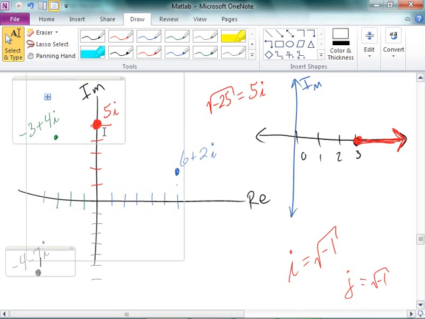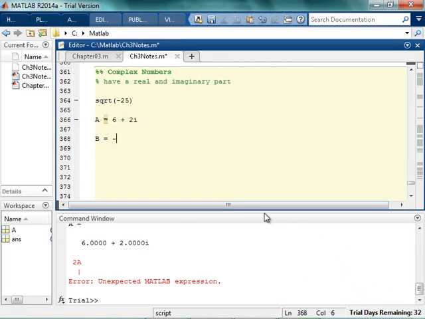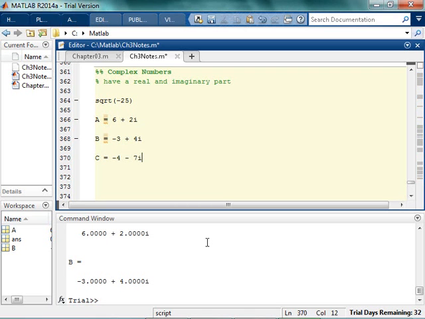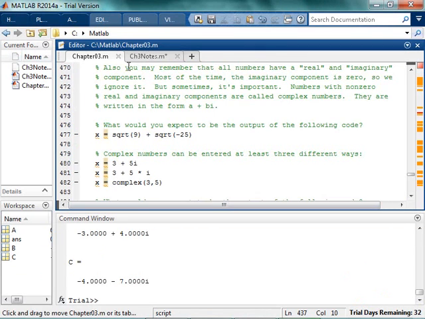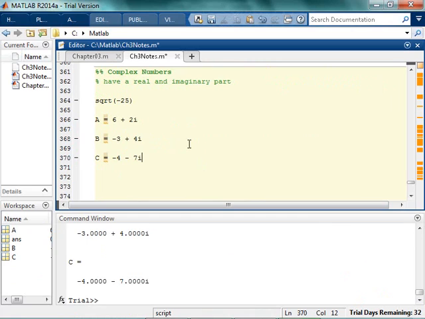What else did we have? So we had minus 3 plus 4i. And you can just type it directly in, minus 3 plus 4i, and then we had minus 4 minus 7i. And that worked, and it was so super happy. And look, it didn't even yell at me. I love it when MATLAB doesn't yell at me. If I want to be super obnoxious, I could say complex 6 and 2. And that actually gets me the exact same thing.